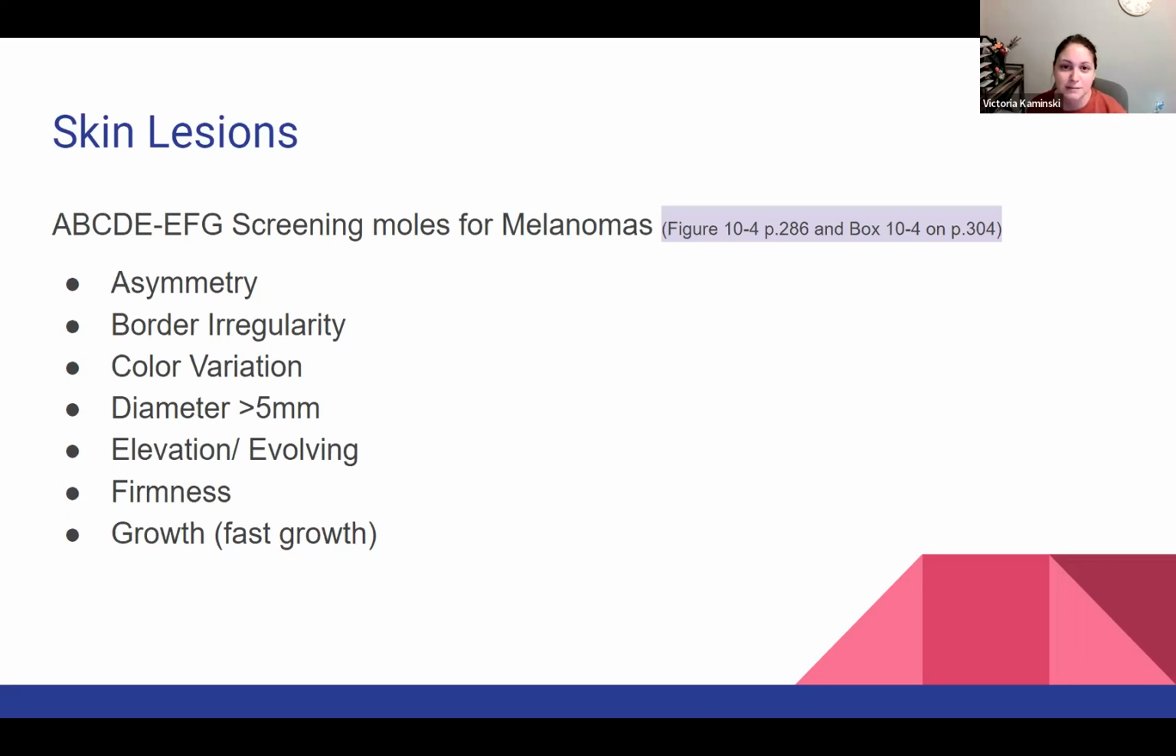And so the A, B, C, D, E's are your asymmetry. You're going to be looking at the border irregularity, the color, diameter to make sure that if it's greater than 5 or 6 millimeters, elevation, especially if there's irregular borders with that elevation or if it's growing, that firmness, and then growth.